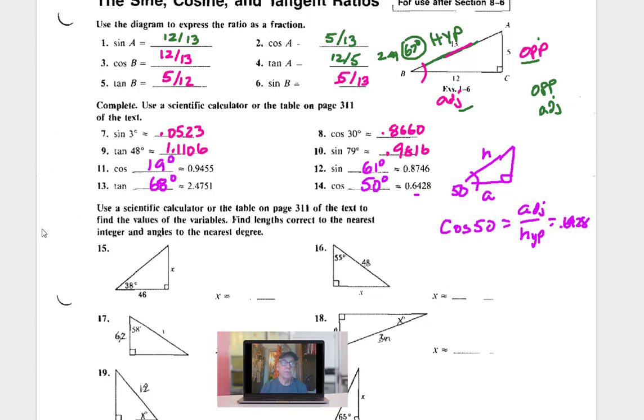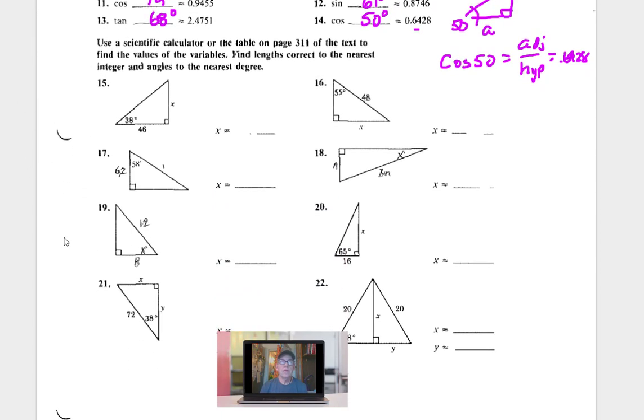Okay, let's look at number 15. We want to find the values of the variables, and so here we have some problems to solve. So let's look at the algebra that goes with this. So we have 38 degrees, and we've got an x over 46. So in relation to our 38, here's the hypotenuse. We have an opposite and an adjacent. X is opposite, 46 is adjacent. So we're going to say with opposite and adjacent, we have tangent 38 equals x over 46.